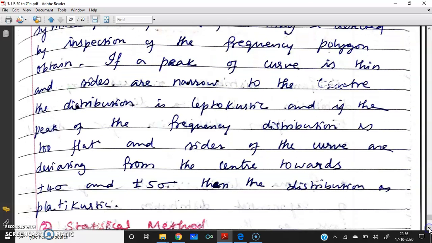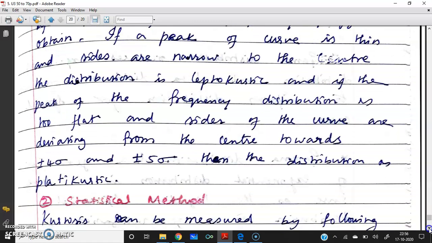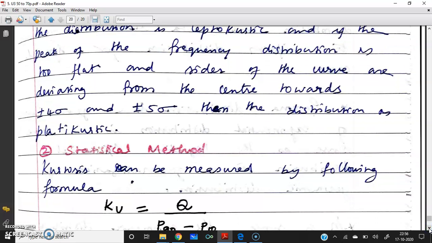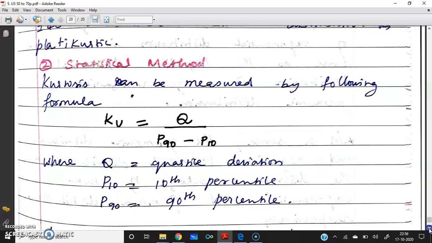If the peak of the frequency distribution is flat, far away from the center, and the sides of the curve are deviating from the center, that is, moving away from the center, then we call that curve platykurtic. It is a flat type towards plus or minus 4 sigma and plus or minus 5 sigma, then the distribution is platykurtic. Statistical method to find the kurtosis using the formula.